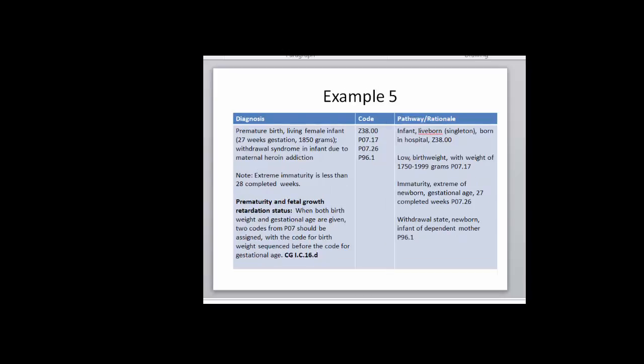In this example, we have extreme immaturity. If you can remember a premature baby and extreme prematurity called immaturity, this is when you are less than 28 completed weeks. Very few infants live when they're so small and so poorly developed. And I used the P96.1 code to indicate the baby was in withdrawal because of the mother's addiction to heroin.